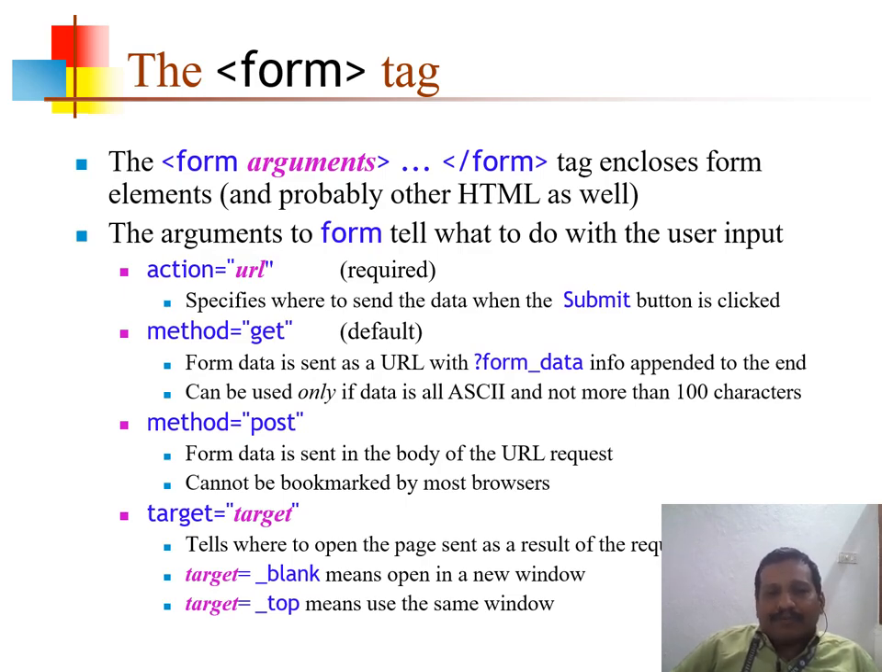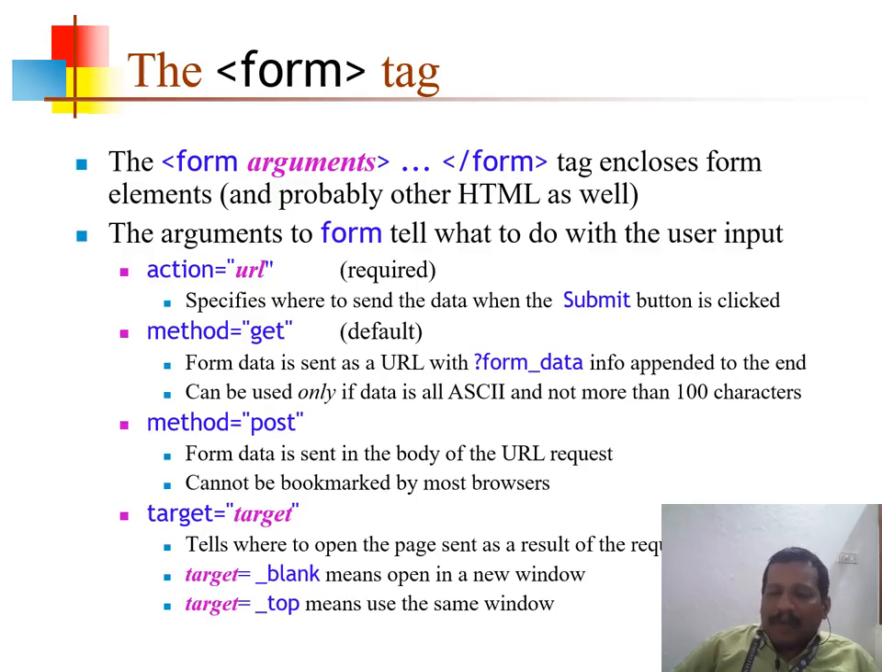Followed by that, you have the method, which has the get and post methods, used to get the data from the user. Get should not be more than 100 characters and will be in ASCII format. There is a difference between get and post, namely whether the form data can be bookmarked or not. And finally, you have target, which is optional and tells where to open the page sent as a result of the request.